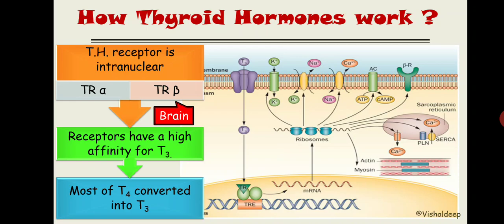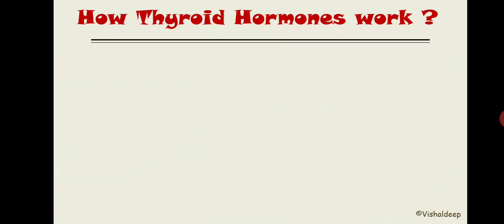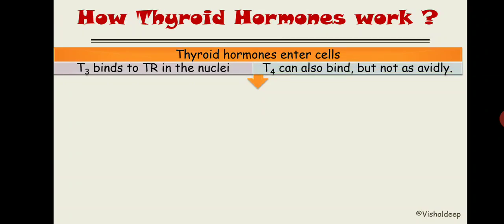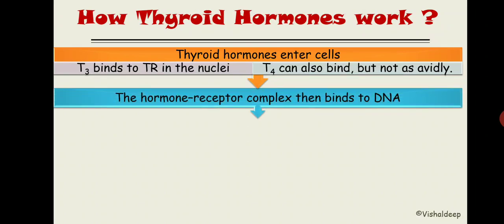So here's the thing, the thyroid receptor binds with T3 and T4 both, but the receptor has a high affinity to bind with T3. That's why most of the T4 will be converted into T3 to make the action more pronounced. Now how will you write it down in exam? Thyroid hormone will enter inside the cell. T3 will bind to the thyroid receptor in the nucleus. Then T4 can also bind but less avidly. The hormone receptor complex binds with the DNA, basically the HRE, hormone responsive elements.